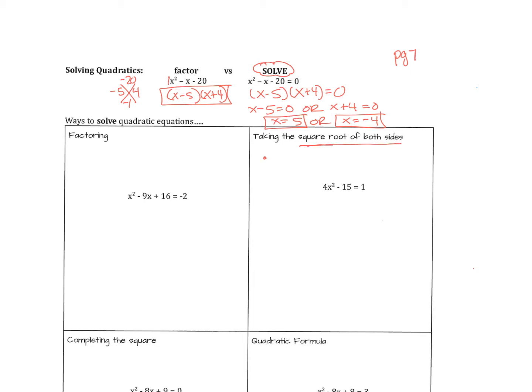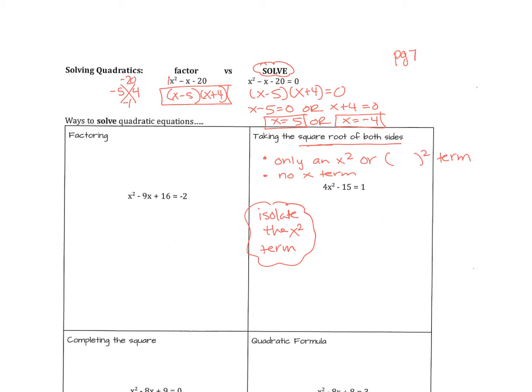This method only works when you have only an x squared term or a binomial squared term. So no x term. In other words, if you look at the example, there's no x term. There's only an x squared term. That's it. So we are going to isolate the x squared term, and then we're going to take the square root of both sides.